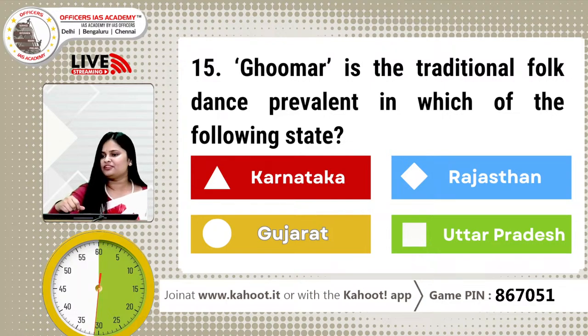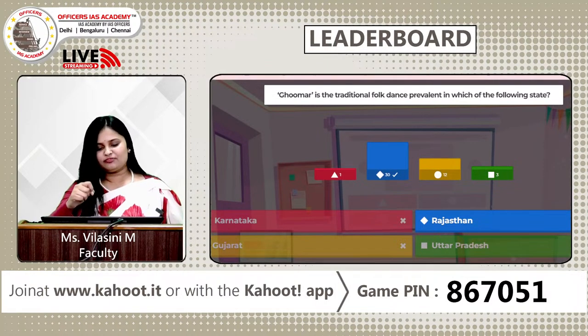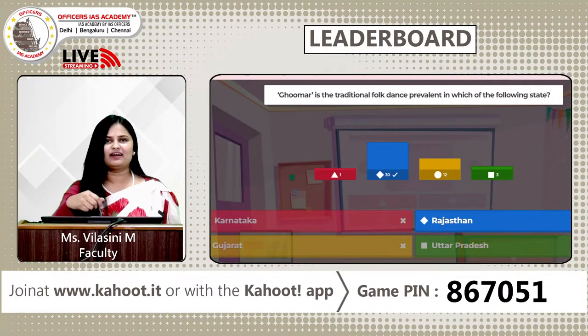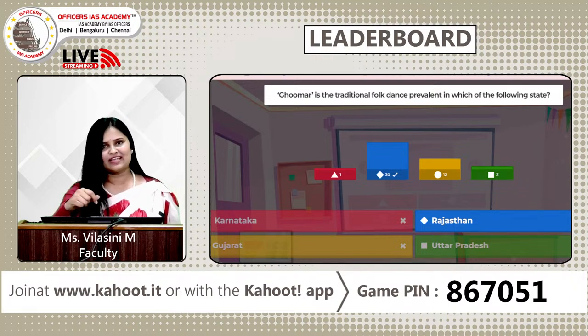Okay, so wonderful. Majority of you have given Rajasthan. Yes, Ghoomar is a traditional folk dance of Rajasthan. It is performed primarily by the Bhil tribes. Fine. And in the Ghoomar dance, it has very graceful steps and women wear beautiful ghagras and they dance around. There are very swirling motions. They clap their hands, they snap their fingers, and it is a beautiful delight to watch.